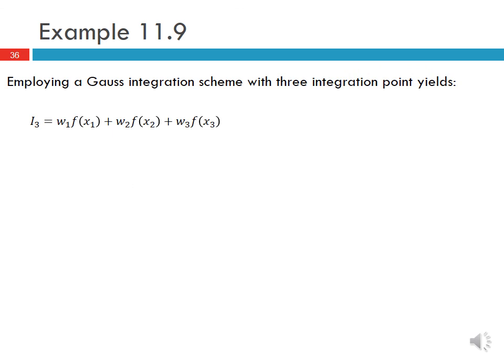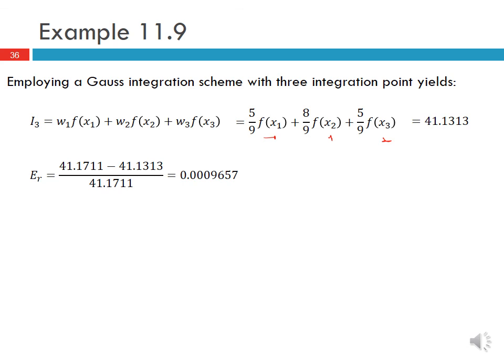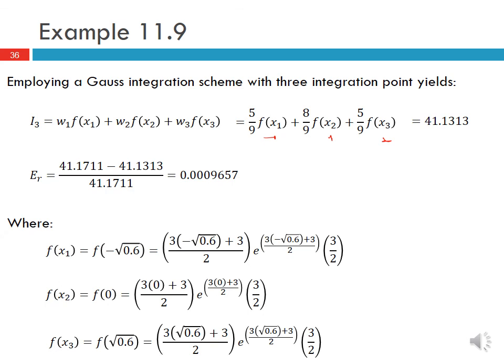Using 3 integration points, again, we plug in our weights and our integration points. Our weights here were 5 over 9, 8 over 9, and 5 over 9. And if we remember to evaluate the function at the proper integration points, which were given in the beginning of the lesson, we get that I3 is equal to 41.1313, and an associated error of 0.000967, where these were the forms of all of our functions at the specific integration points.